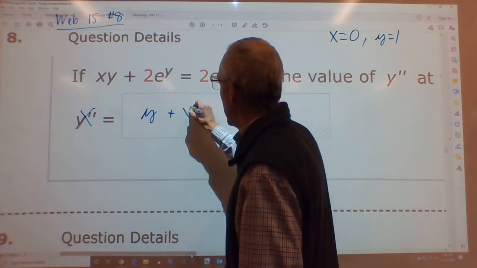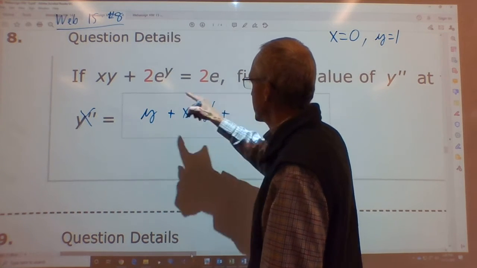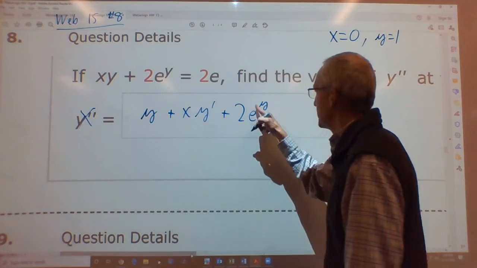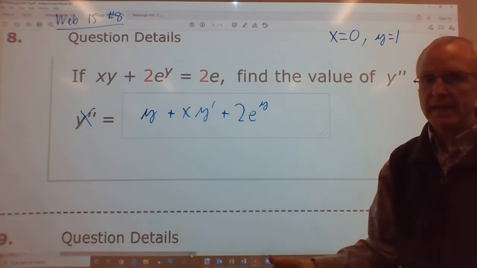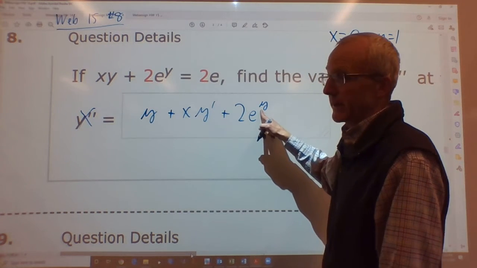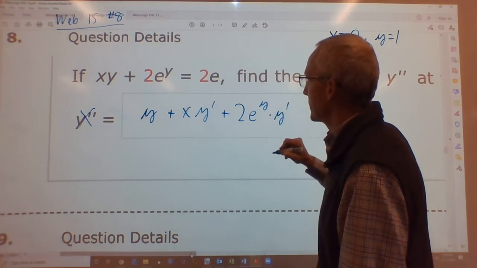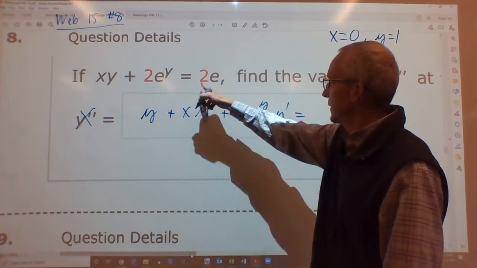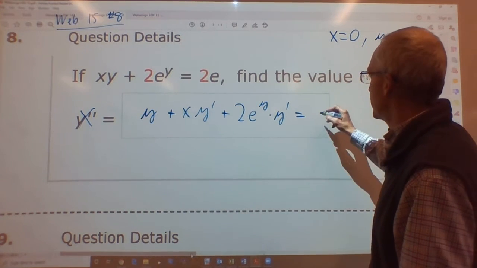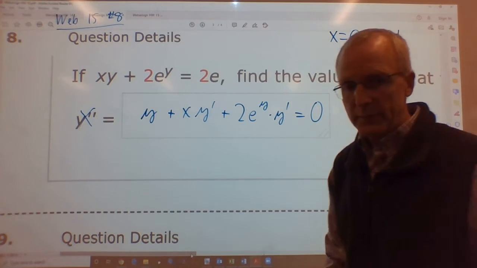Plus the first, x times the derivative of y, which is y prime, plus the derivative of 2e to the y, which is 2e to the y, times the derivative of what's inside the argument, right? Imagine there are parentheses there. If it were an x, you'd multiply by the derivative of x, which is 1, but it's a y, so we get a y prime out of that. Equals the derivative of 2e; e is just a number, 2.71828, goes on forever, so that's just 0.